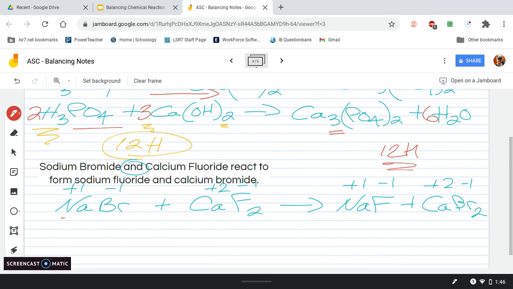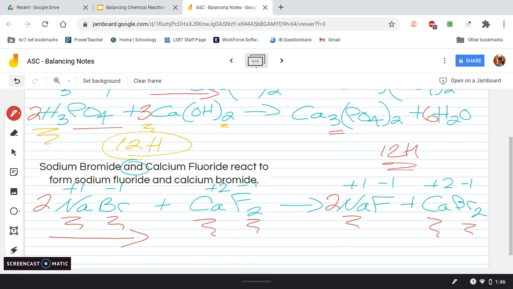This one's pretty easy. 1 and 1. So sodiums are good. Br is 2s. Okay, so let's put a 2 here. So there's 2 Brs. But remember, that multiplies through. So now there's also 2 Nas. So the Nas are fixed. So Brs are good. Nas are good. 1 Ca, 1 Ca. Okay. And 2 times 1, see, this multiplies through. So that's 2 fluorines. So that works, and we are set.